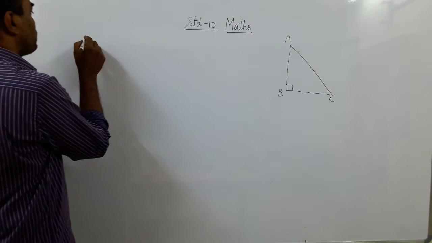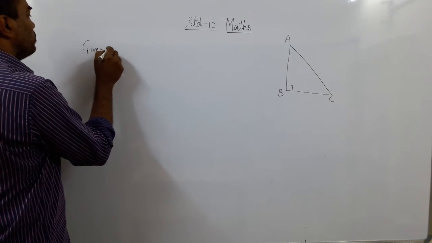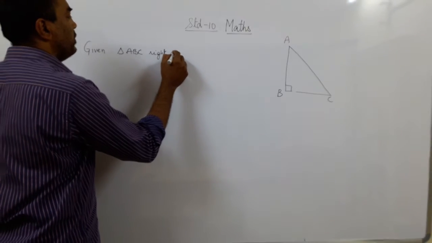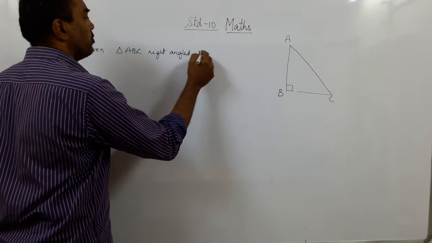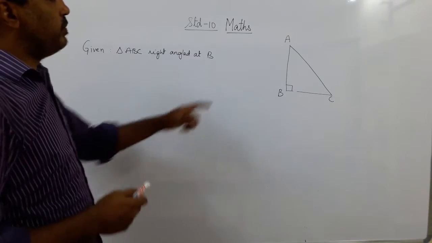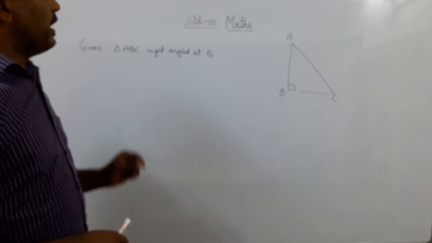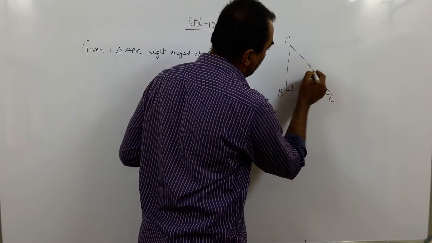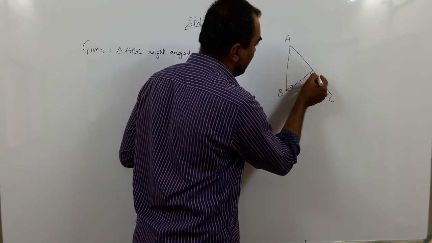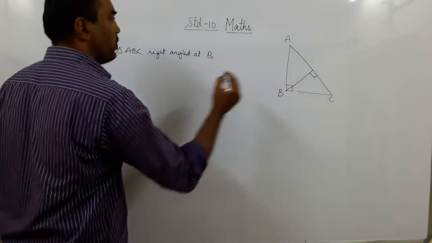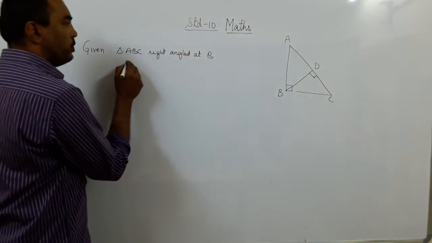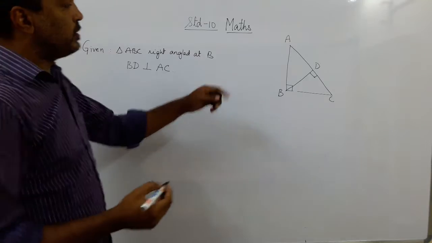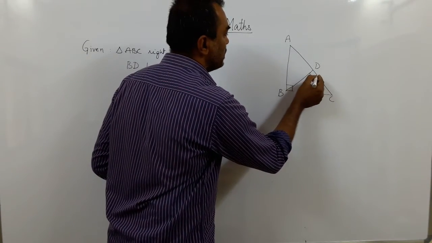So we are given triangle ABC, right angle at B. Okay? So we have triangle ABC, right angle at B. And I draw an altitude from B. So from the right angle, I draw an altitude. What is the altitude? Altitude is something which makes 90 degrees. So from B I draw, and let me call this D. BD is perpendicular to AC. So I draw the altitude. This is also a right angle. BD is perpendicular to AC.